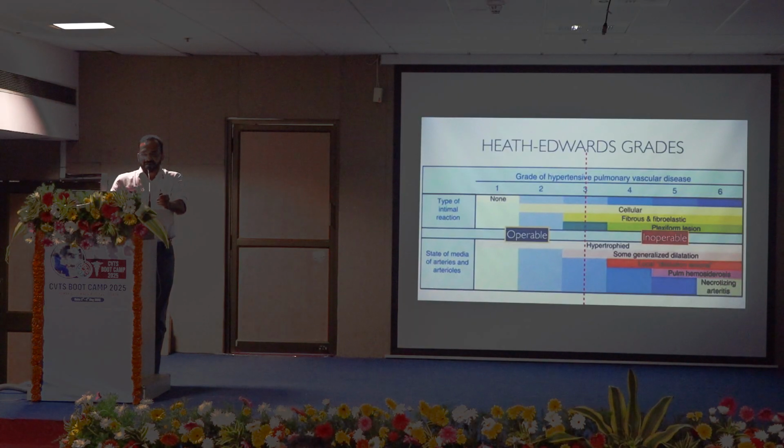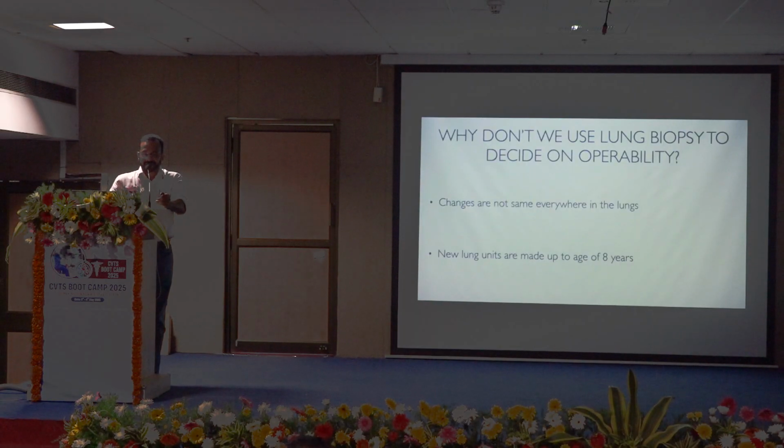But we don't use this histopathology grading anymore, and there's a fundamental reason why. It would have been very easy for us cardiac surgeons if we could put a small incision, take a biopsy of the lung, and then decide whether the patient is operable. The problem is that these vascular changes don't occur homogeneously in the lung field. Some parts may be more affected, some parts may not be affected. So you may not get the representative lesion.